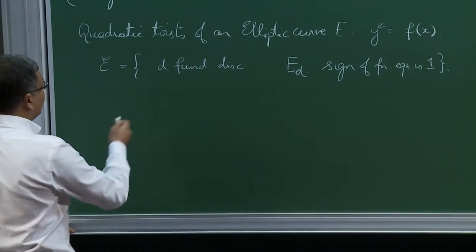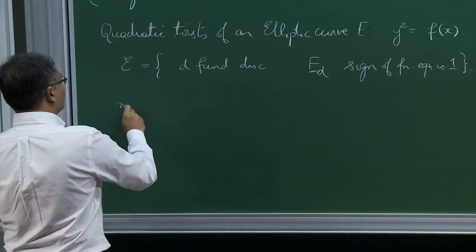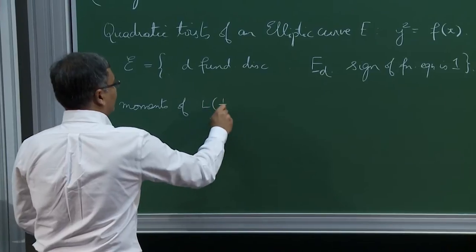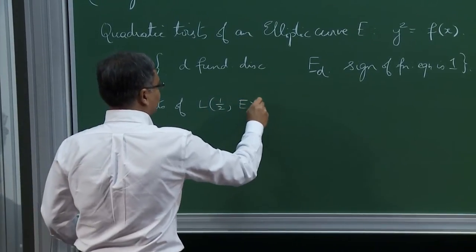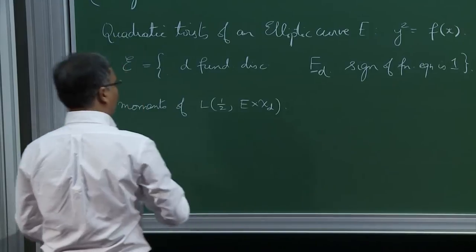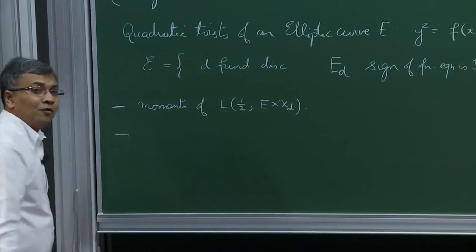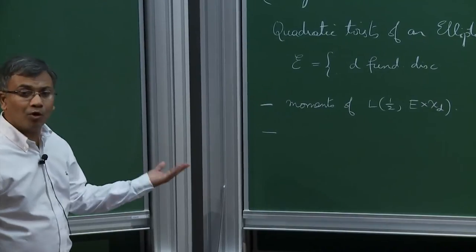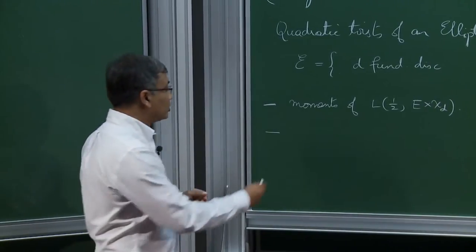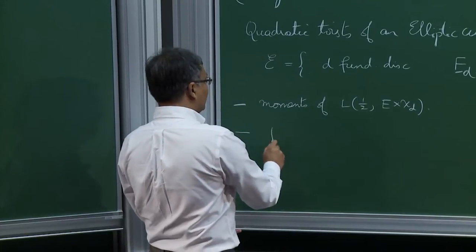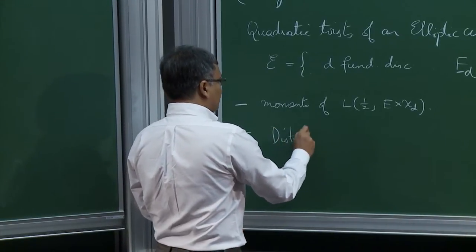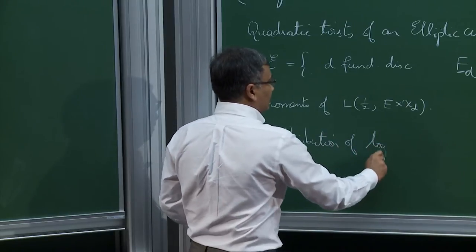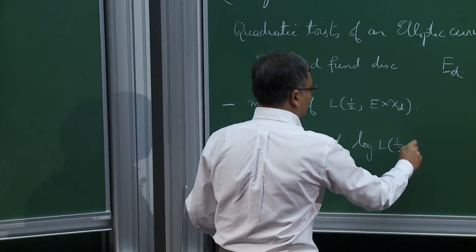And then we want to understand, say, moments of L(1/2, E twisted by chi_D). Or again, if you think of the analogy with Selberg's central limit theorem or these Keating-Snaith conjectures, we might also want to understand the distribution of log L(1/2, E twisted by chi_D).